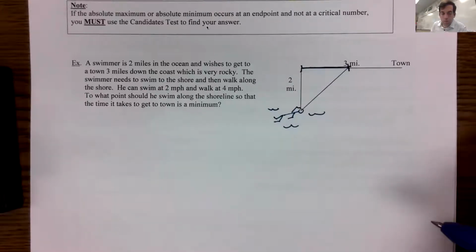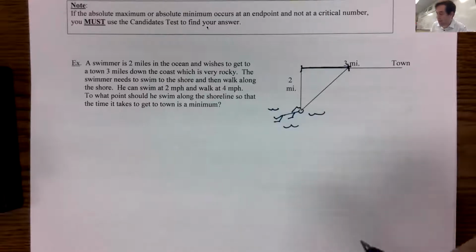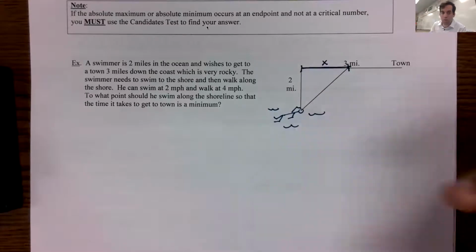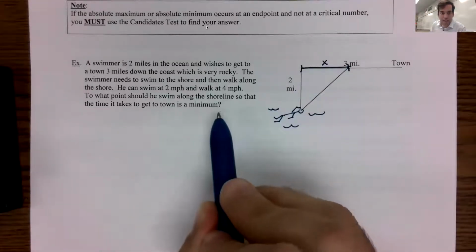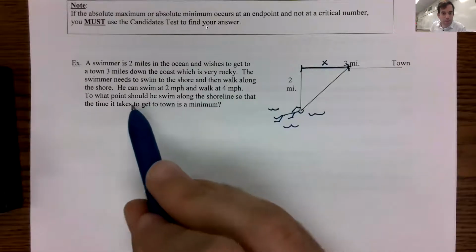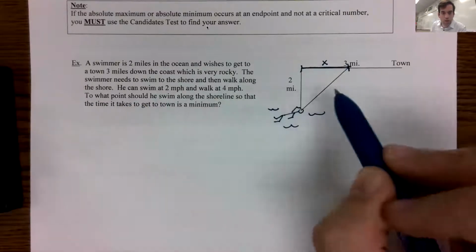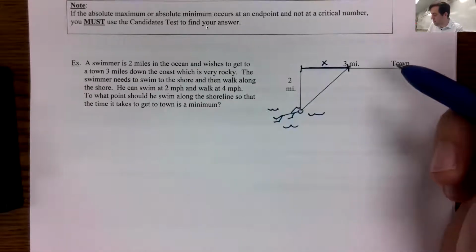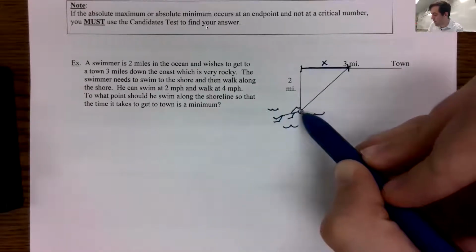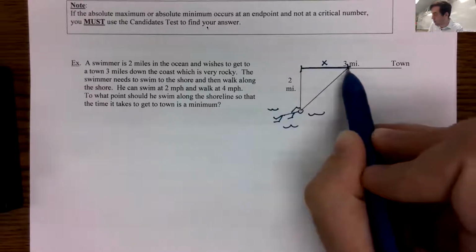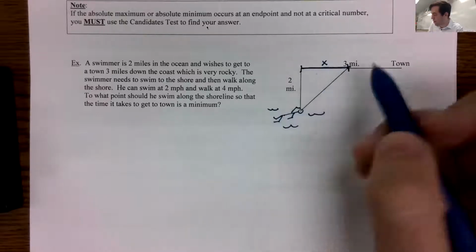All right, so this type of question probably looks familiar from AB. I like to define my variable with whatever the question's asking me at the end. We want to figure out what point he should swim to along the shoreline. So I'm just going to call that X because that's going to be our final answer. And then I'm definitely going to need something to represent this distance and something to represent this distance. So this is going to be our 3 miles minus X.